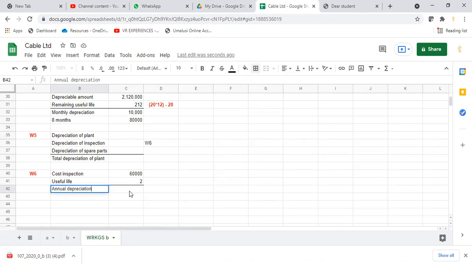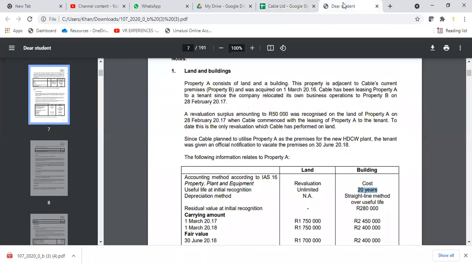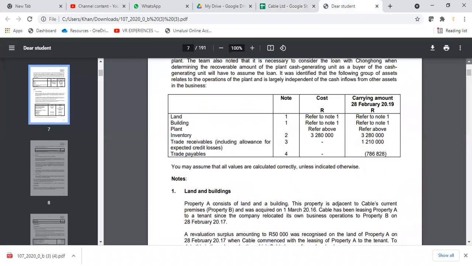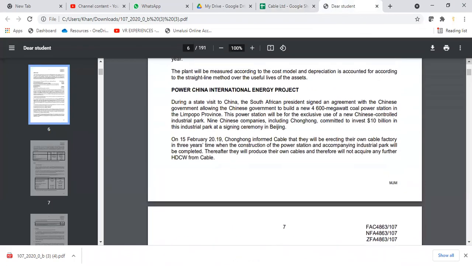Annual depreciation is 30,000. So annual depreciation is that divided by 2, which is 30,000. Okay, but remember, when did the inspection happen? When did the inspection take place?